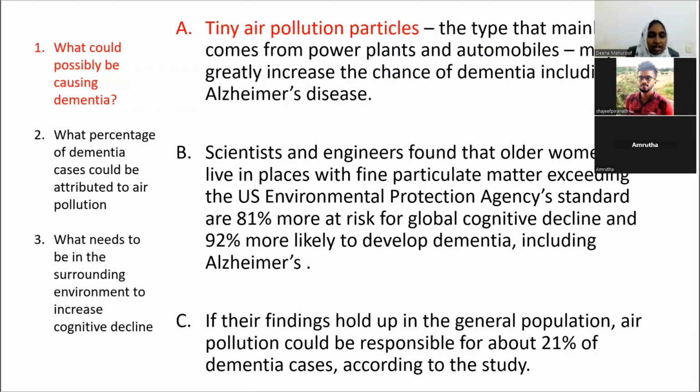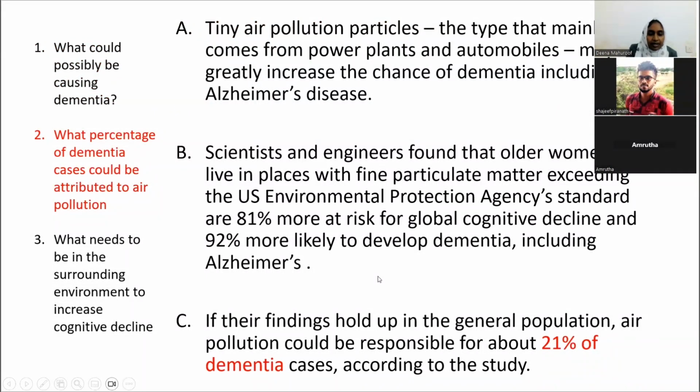So you know, okay, it's not 81%, it's not in the previous paragraph which says 81%, that's for cognitive decline, 92% for that develops dementia. No, that's not the answer. 21% caused by air pollution, yeah, that's the answer. So it's paragraph C. All right.